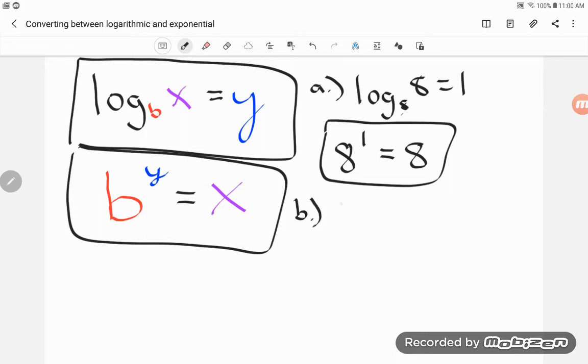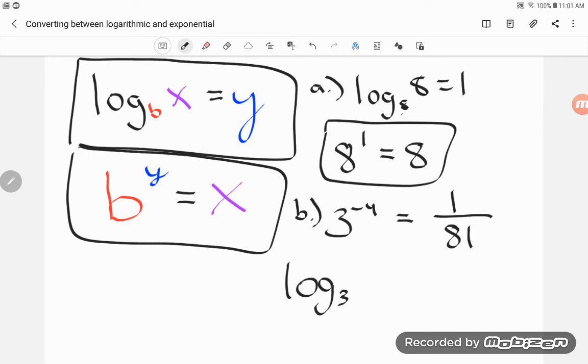Okay, then they give us an exponential statement. They say 3 to the negative fourth equals 1 over 81, right? It's the reciprocal of 3 to the fourth since it's got a negative exponent. But that's not what we're concerned with at this point. We're just trying to rewrite it as a logarithm. Okay, so we can see that our base is 3. And this is what I mean about the base standing out. I like to do that first.